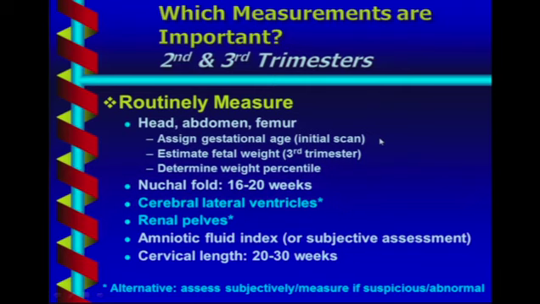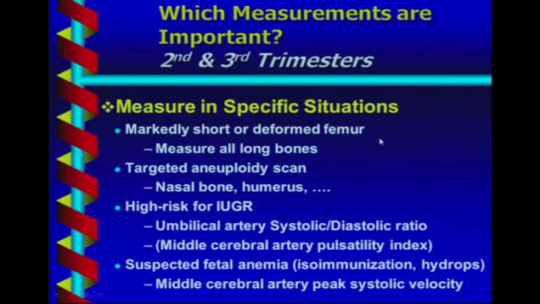I didn't get into it here, but we measure the cervical length, especially at 20 to 30 weeks. And then there are some other things that we measure in specific situations. If the femur is markedly short or deformed, we measure all the long bones. If we're doing a targeted aneuploidy scan, we would look at the nasal bone and measure it, and the humerus. For a fetus at high risk for intrauterine growth restriction, measure the umbilical artery systolic to diastolic ratio and potentially the middle cerebral artery pulsatility index.